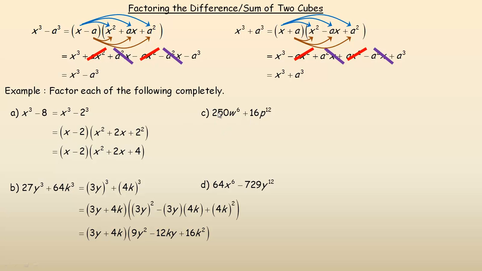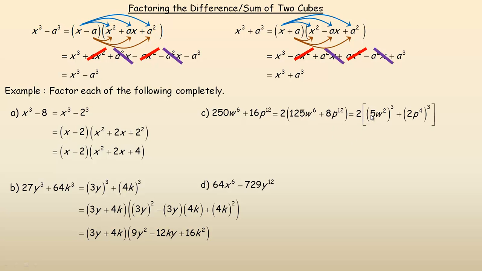Now in C, 250 and 16 are not perfect cubes. But whenever you're doing any factoring, always look for a common factor. And there is a common factor of 2 in both of these. So we can factor a 2 out of both the 250w to the 6th and the 16p to the 12th. So we factor a 2 out. 2 out of 250 gives us 125, and 2 out of 16 gives us 8. Well, this is now a perfect cube, and of course so is the 8, just like it was a perfect cube over here. So to write this as the sum of two cubes, don't forget about the 2. Leave the 2 in front.